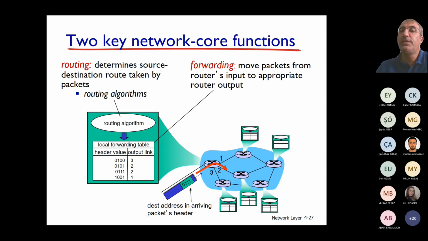And there are two key network core functions at the network layer. The first one is called routing. The second one is called forwarding. So what's the difference between routing and forwarding? The routing is governed by the routing algorithms, and the forwarding is governed by the forwarding table, as you see from here. So what's routing? It determines the source-destination route that is going to be taken by the packets. But forwarding is kind of an internal process. It moves the packets from the router's input to the appropriate router output.